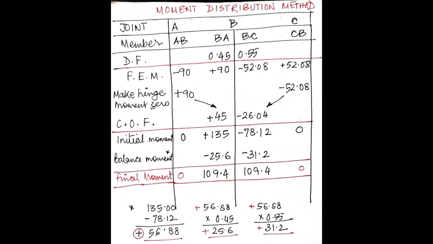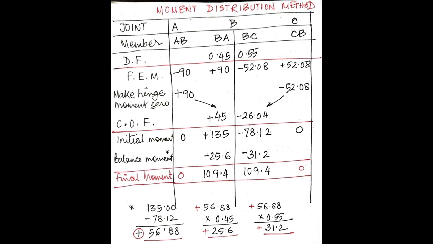Okay. So after that you put a line and you find the initial moment, because you have done one operation where you have made the hinge moment 0. So what will be the initial moment? You just add the values: minus 90 plus 90, so that becomes 0. The next column, plus 90 plus 45, that is plus 135. Then the next column, minus 52.08 minus 26.04, minus 78.12. And the last one, plus 52.08 minus 52.08, 0. So this is the initial moment row value.